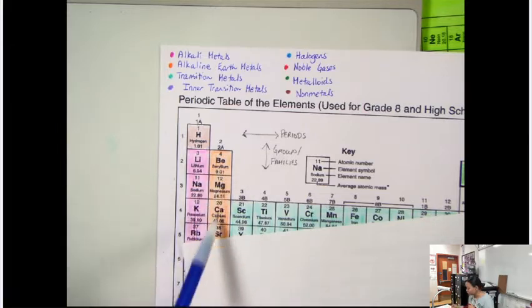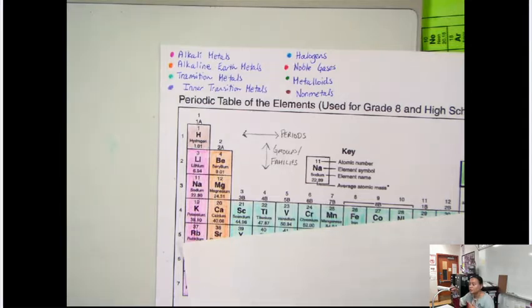Groups or families. Horizontally, these are called periods. Make sure you know the names for those. Those will appear on a quiz. Or on a question, it may ask you what group something is in or what period something's on. All right? Are there any questions so far?